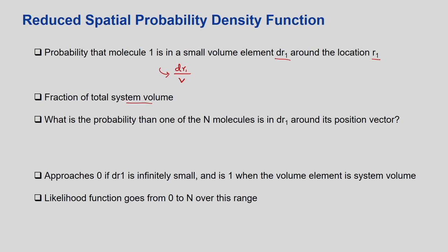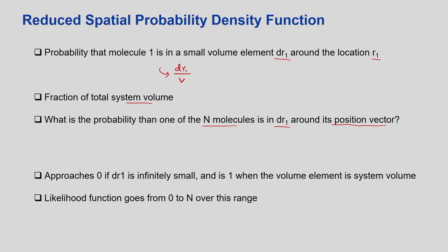Now, let me ask another question. What is the probability that one of the n molecules is in dr1 around its position vector? We have talked about a specific atom, atom 1, because in the beginning I said they are distinguishable. Now, what is the probability that any one of the n molecules is in dr1? Then you have to multiply by n. So, you have n into dr1 by V.